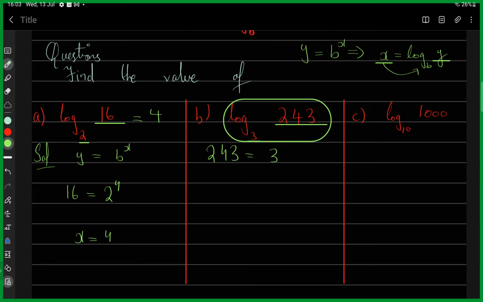3 multiplied by 3 is 9. Then 3 multiplied by 3 multiplied by 3 is 27, and so on. If you multiply 3 five times, this would give you 243. Now this number is going to be the value of it. So x is equal to 5. Now 5 is the value of log base 3 of 243. The value is going to be 5.